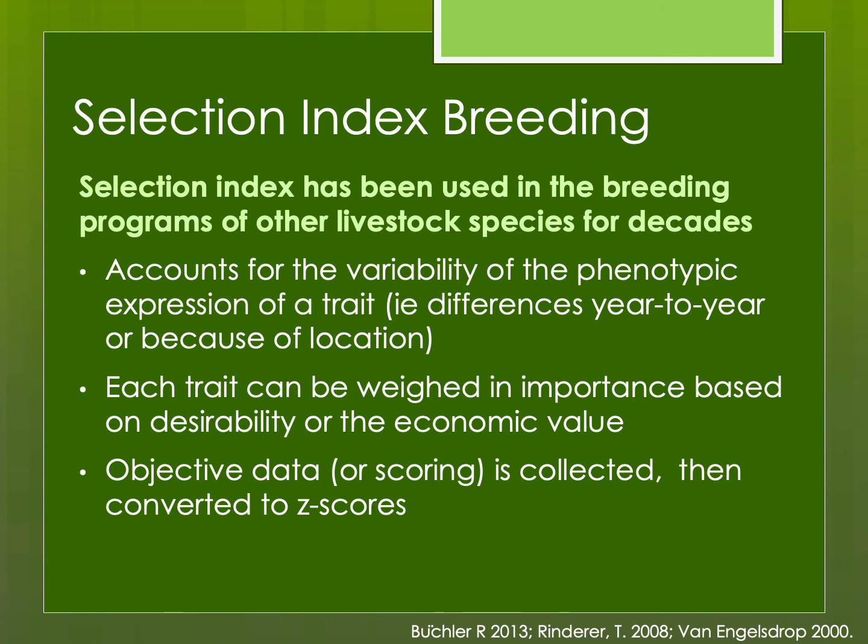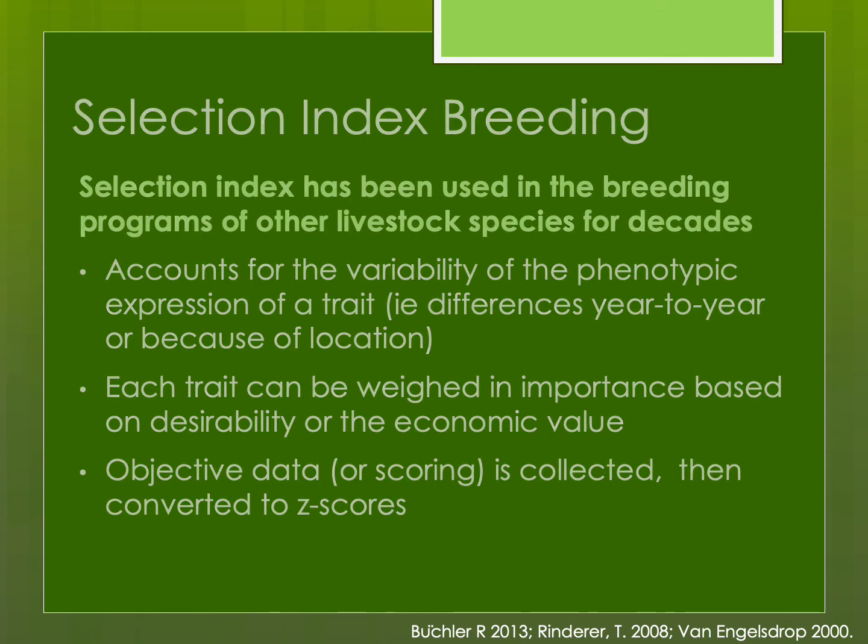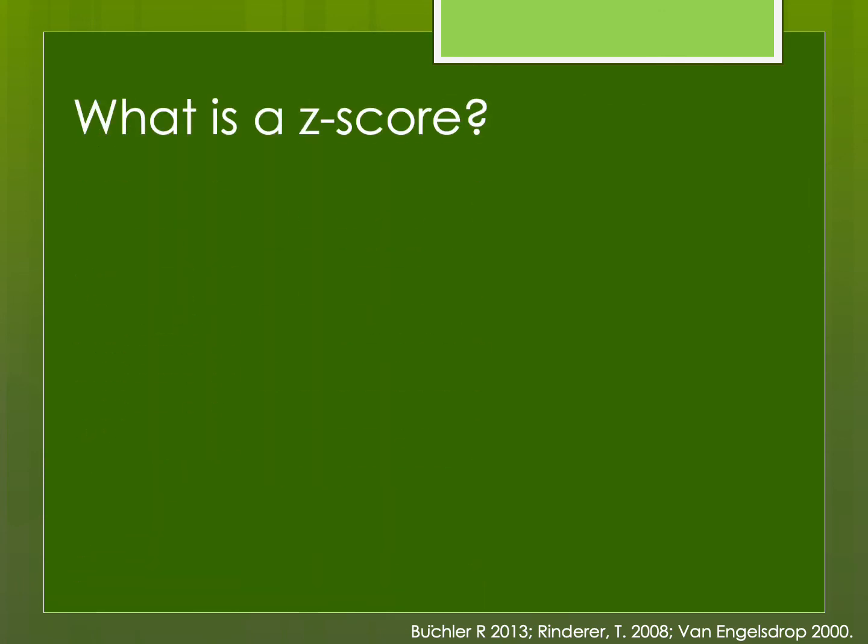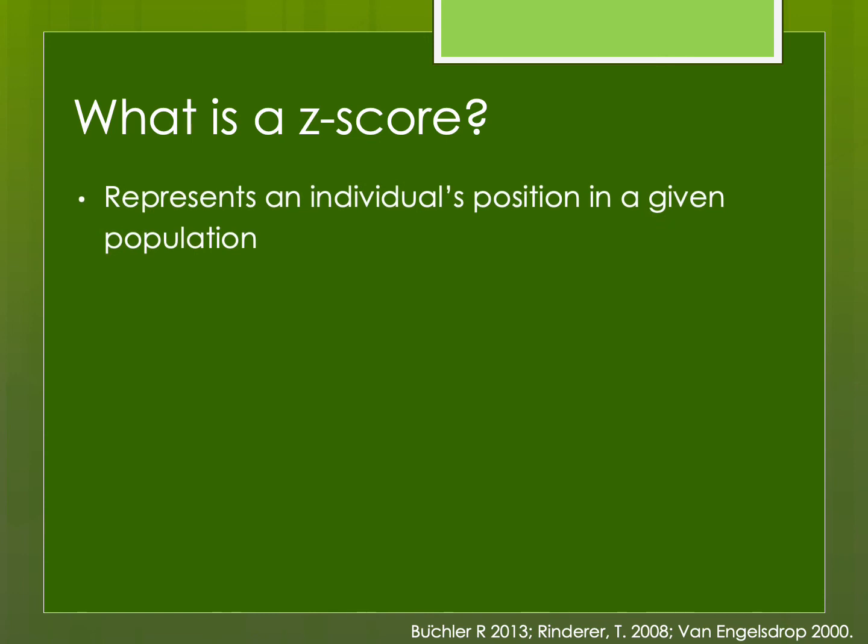And then it's converted to what we call z-scores. What is a z-score? Well, it's something that we use as statistical analysis of an individual, in our case, an individual colony, and thereby the queen. It's representing the individual's position within a given population. And there's a formula.